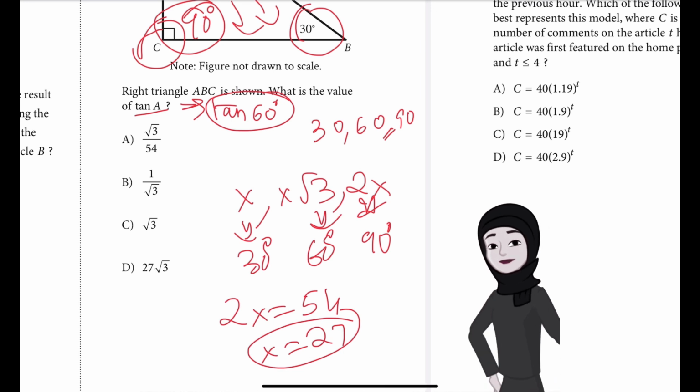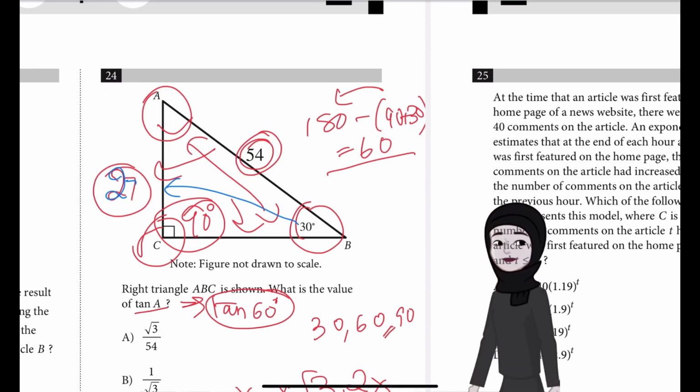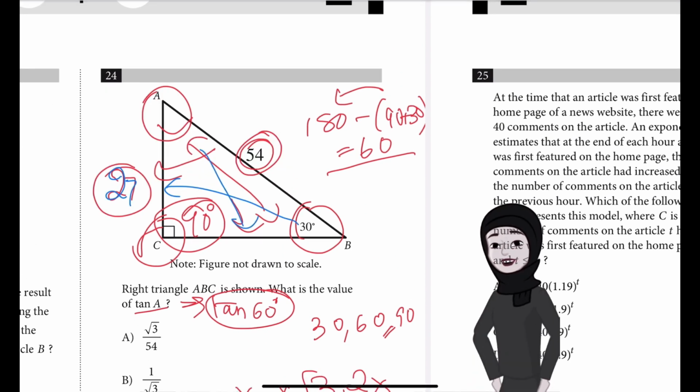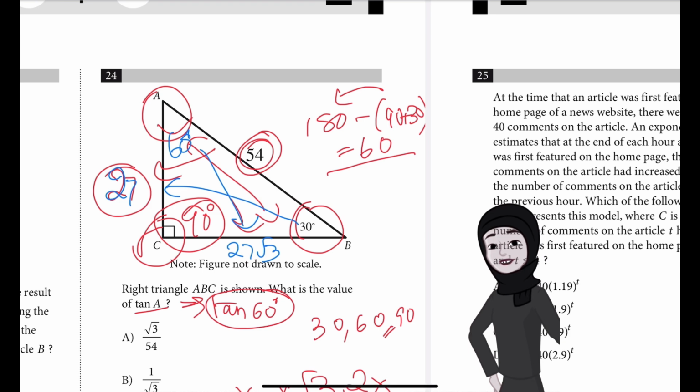Therefore, the length of the leg opposite angle B is 27, and the length of the leg opposite angle A is x root 3, opposite to 60 degrees, which is 27 root 3. So opposite to 30 degrees, let us mark 27, and opposite to the 60 degrees, because angle A is 60, we will mark 27 root 3. Now it is easy for us to visualize what is the tan of 60.